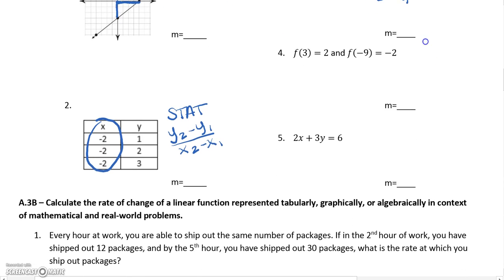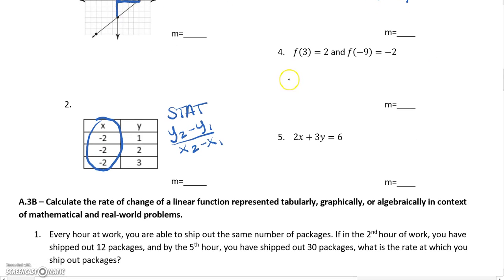Okay, and then number 4, this one is just like number 3. They just gave it to you in a different way. So it says f of 3 equals 2. That really just means the point 3, comma 2. And then f of -9 equals -2. That's the same thing, -9, -2. So now you can use your slope formula again.